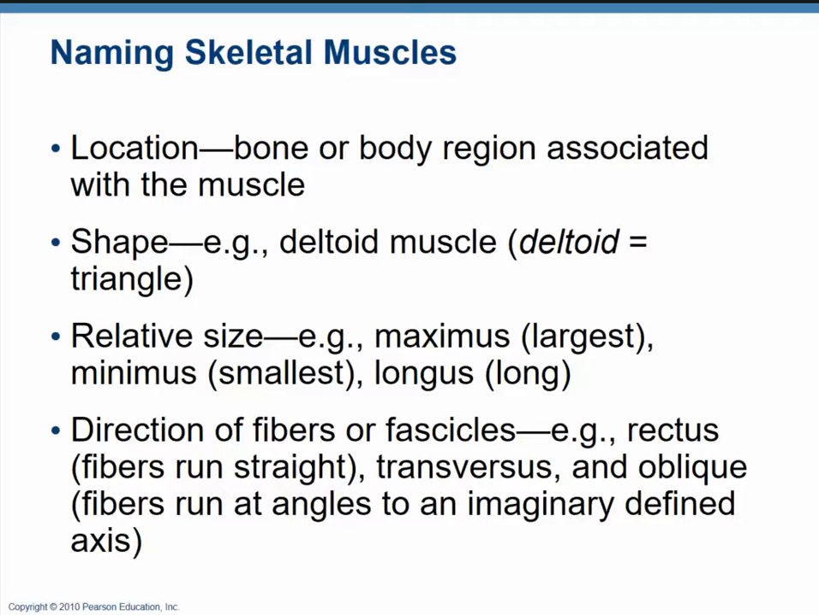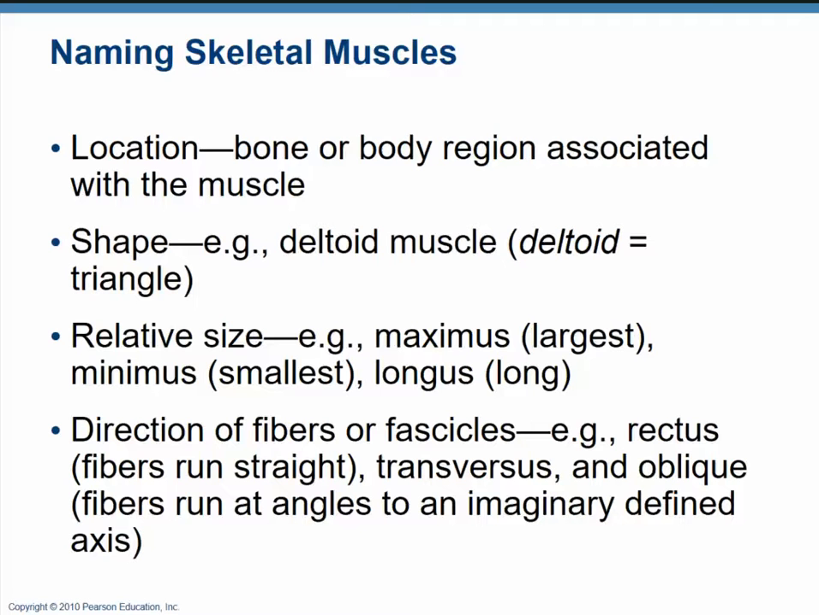We can talk about relative size. So big muscles might be maximus, minimus. Long muscles are longus. Short muscles are brevis. Now, generally speaking, we only use the relative size when there's more than one muscle named for the same thing.